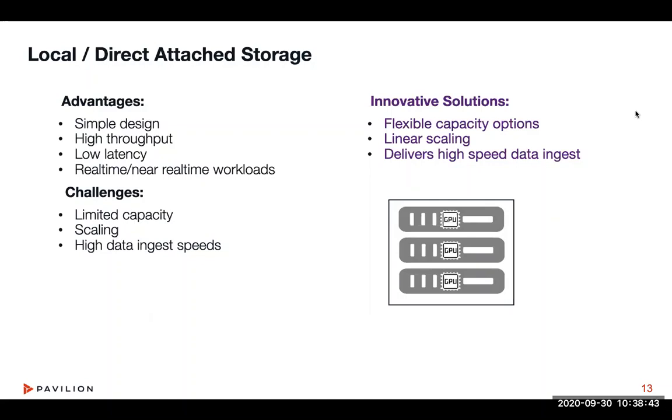Thankfully, NVMe over fabrics can provide some amazing advantages. Imagine servers or VMs with a flexible capacity option with linear scaling. So you can deliver direct attached levels of performance, as Keith mentioned earlier, at the same time, the latency at both ends for read and write delivered to that end client.